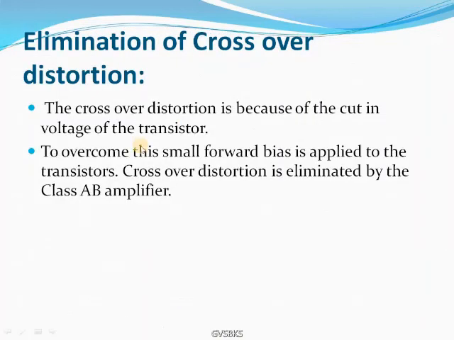To eliminate the crossover distortion, what do we have to do? The crossover distortion is because of the cut-in voltage of the transistor. So in order to overcome this, we have to apply a small forward bias to the input of the transistors. Therefore, the crossover distortion is eliminated by using a class AB type of amplifier.